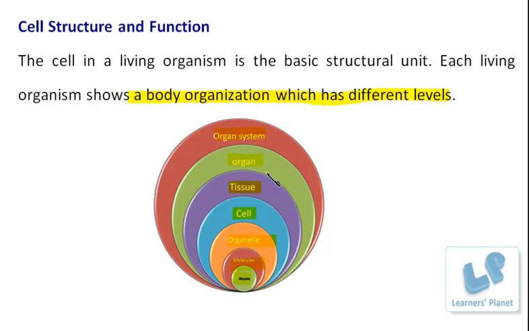So with this body organization or these levels which are present here, one thing should be very clear to you, that each particular part, whether it is a particular type of cell or the tissue, organ or the organ system, each type is specialized for a particular function. They all are functioning together in coordination.